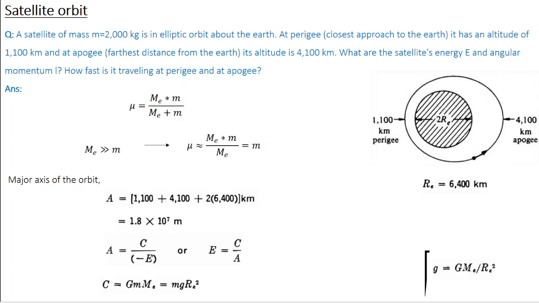A satellite of mass 2000 kg is in an elliptic orbit about the Earth. At perigee, which is the closest approach to the Earth, it has an altitude of 1100 kilometers, and at apogee, which is the farthest distance from the Earth, its altitude is 4100 kilometers. What are the satellite's energy and angular momentum? Also, how fast is it traveling at perigee and apogee?